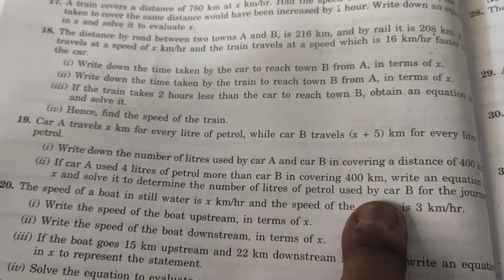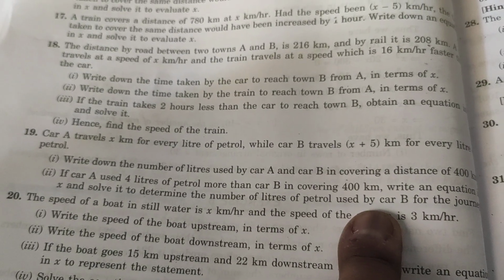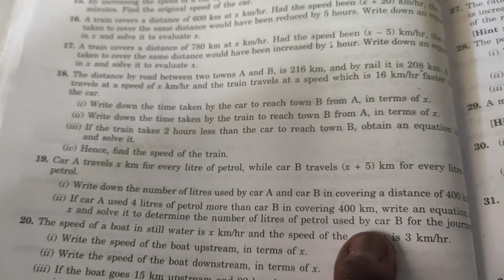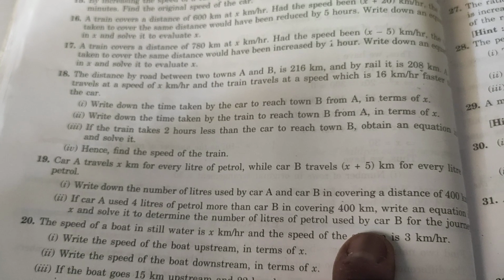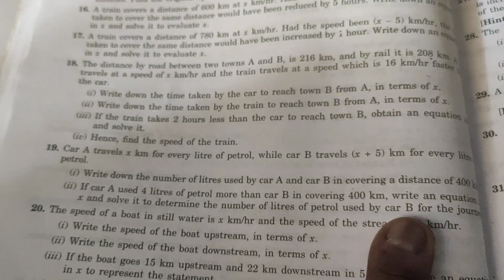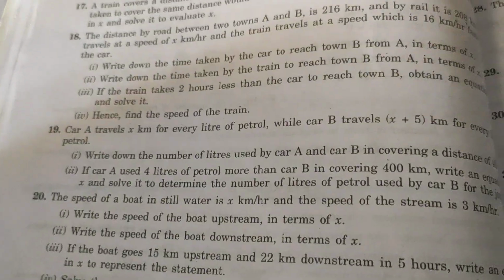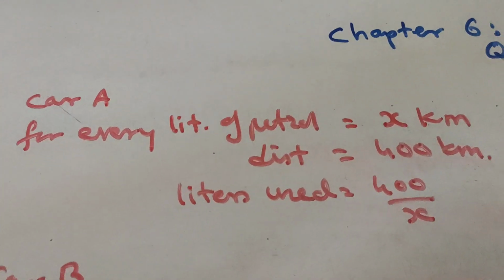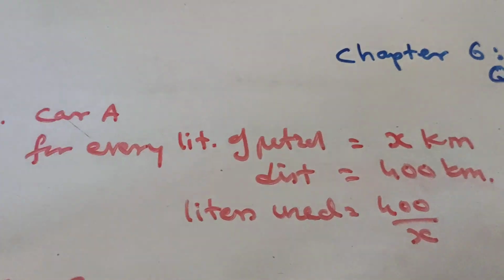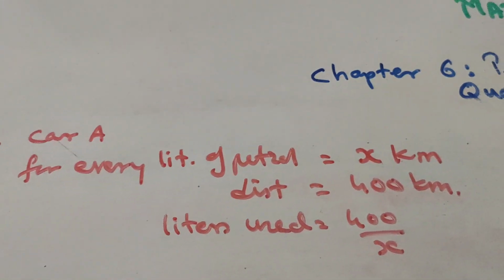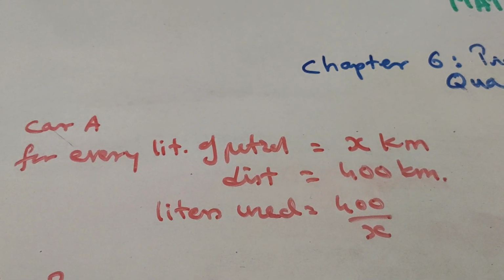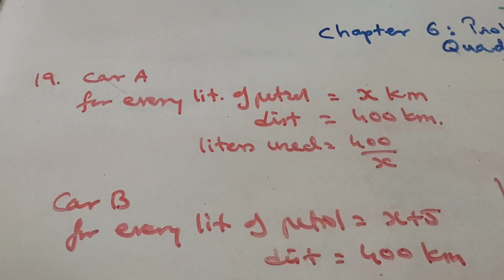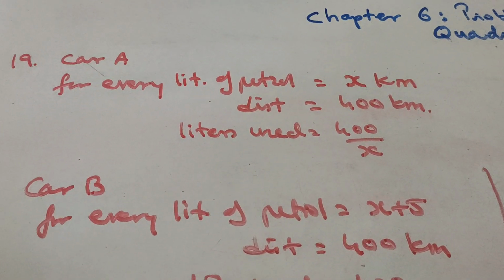So you have to first of all find out how many liters of petrol car A is using, then car B, as well as the liters of petrol used by car B for the same journey of 400 kilometers. Let us solve one by one. We start with car A. For every liter of petrol, it is traveling x kilometers. How much distance does it have to cover? 400 kilometers. So how many liters of petrol is going to be used? 400 upon x.